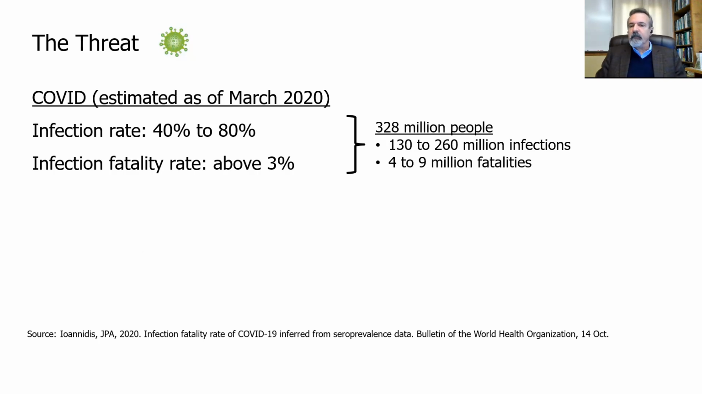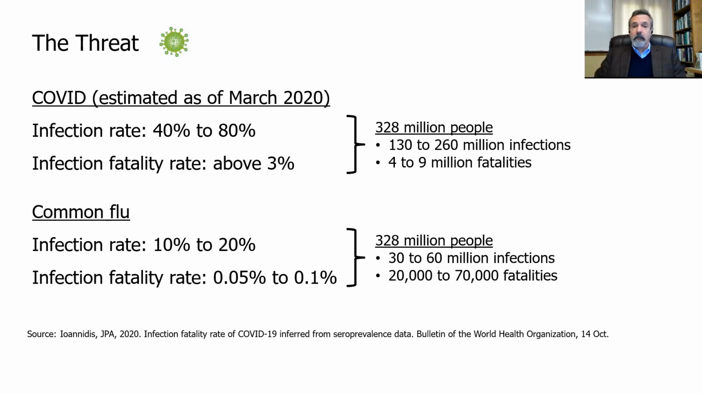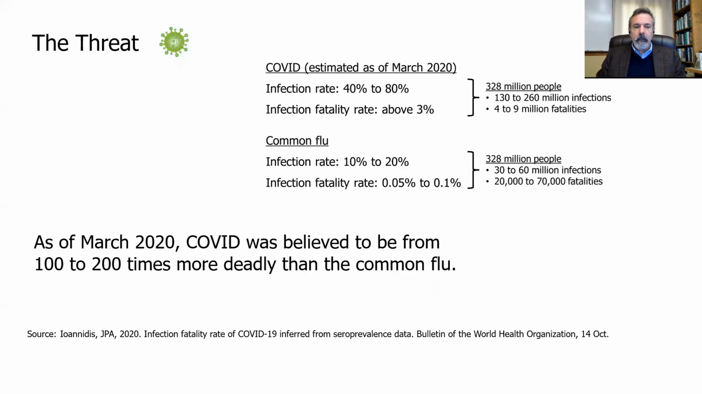If you just take those estimates that we had as of March of 2020 and apply them to the United States, a population of 328 million people, that tells us that we should expect 130 to 260 million infections and 4 to 9 million fatalities. So almost 10 million people dying of this disease. Contrast that with the common flu, which of course comes around every year, but the number of fatalities due to the common flu in a bad year is 70,000, versus the almost 10 million that we were anticipating from COVID. So this is what COVID looked like to us back in March of 2020: a disease that was anywhere from 100 to 200 times more deadly than the common flu.